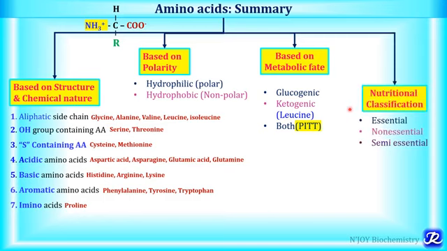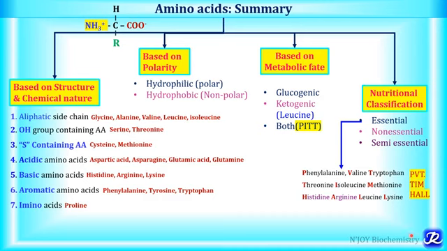The fourth way of classification is nutritional classification, and there are three ways of classifying amino acids based on the requirement. Essential amino acids are not synthesized in the body, they have to be provided in the diet. Non-essential are synthesized. Semi-essential are conditionally essential, and essential amino acids are 10 in number and they can be remembered by the mnemonic PVT TIM HALL: phenylalanine, valine, tryptophan, threonine, isoleucine, methionine, histidine, arginine, leucine and lysine. Histidine and arginine are also semi-essential amino acids.